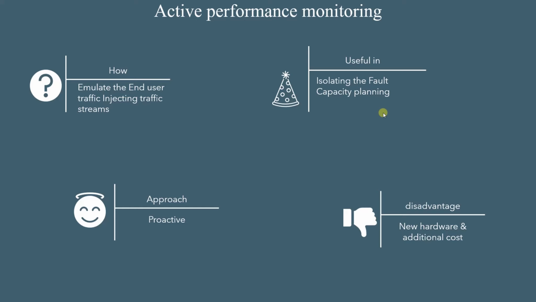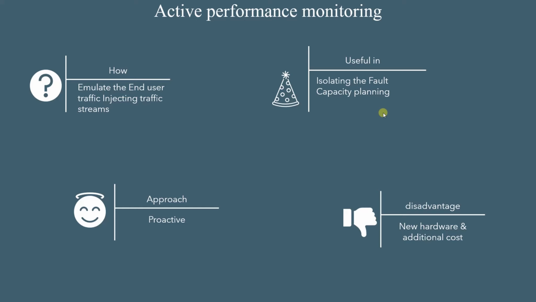Okay, how are we going to do active performance monitoring? We emulate the end user traffic and inject this simulated traffic into the transport network. At the opposite end it is reflected back and comes back to the origin, the IP probe's origin. Then we analyze those packets. We will see that in later cases. And the approach, of course, is a proactive approach.